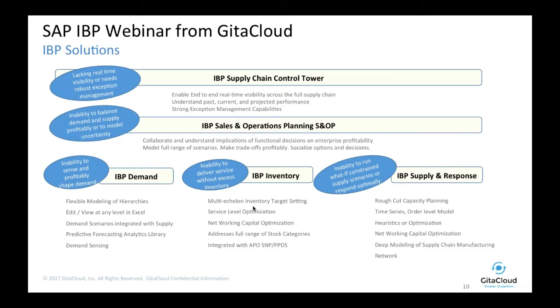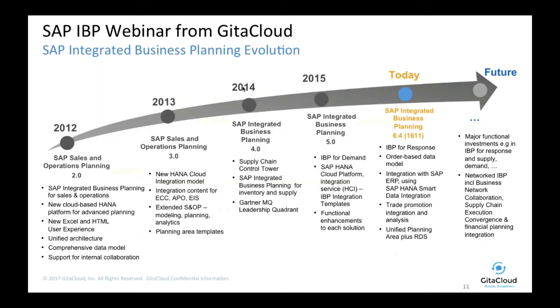Secondly, it can also intelligently detect any exceptional situations. And when such situations occur, it provides a collaborative case management capability so that your teams across the supply chain can work together and find a resolution.